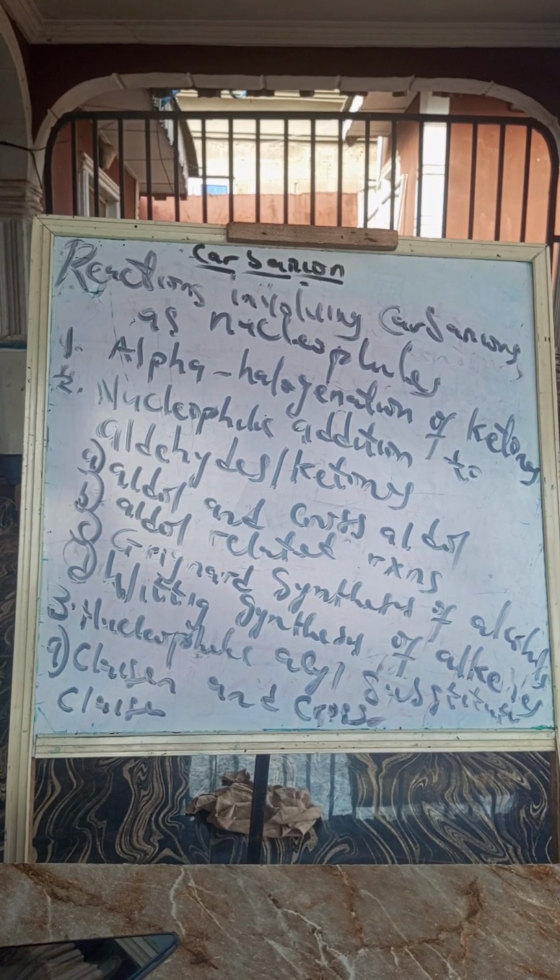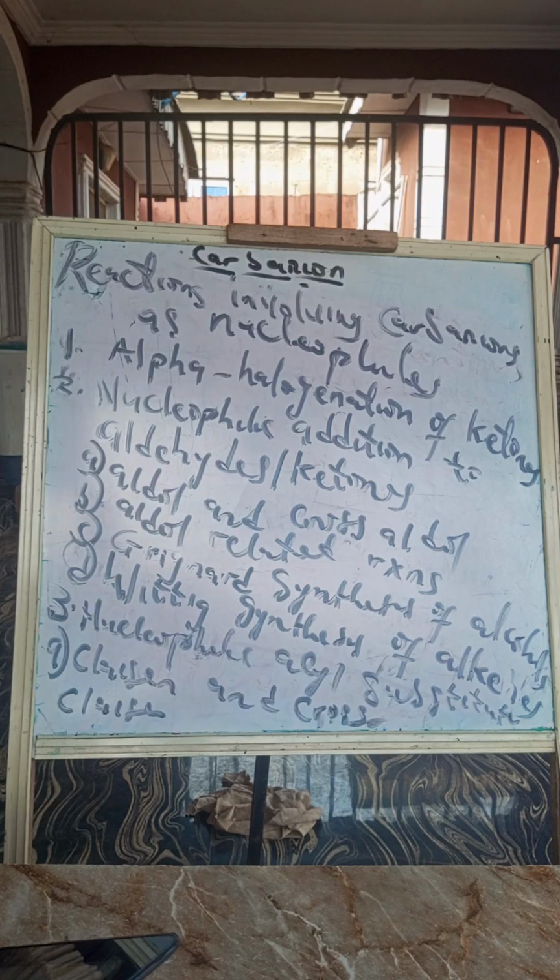These fall into four varieties. The first is the aldol and cross aldol condensation. The next is the aldol related reactions. The third is Grignard synthesis of alcohols. And the fourth is the Wittig synthesis of alkenes. All of this is considered under reactions involving carbanions as nucleophiles. It's one of the most basic and most interesting parts.